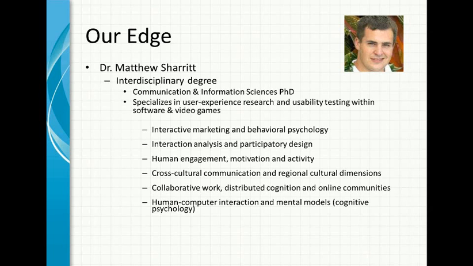His degree is encompassed within interactive marketing and behavioral psychology, interaction analysis and participatory design, human engagement, motivation, and activity, cross-cultural communication and regional cultural dimensions. He specializes in collaborative work, distributed cognition, and online communities. And human-computer interaction and mental models, cognitive psychology, are all involved within his interdisciplinary degree. We're a one-stop shop. We have an edge.